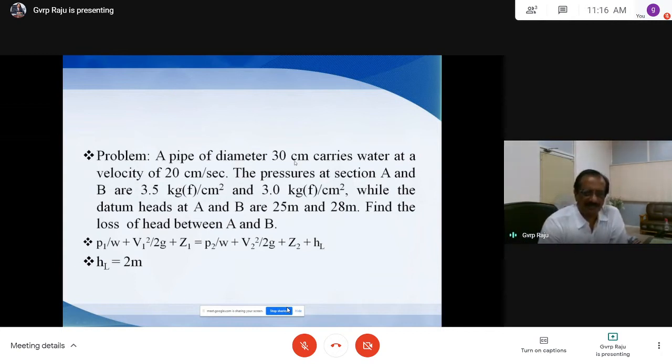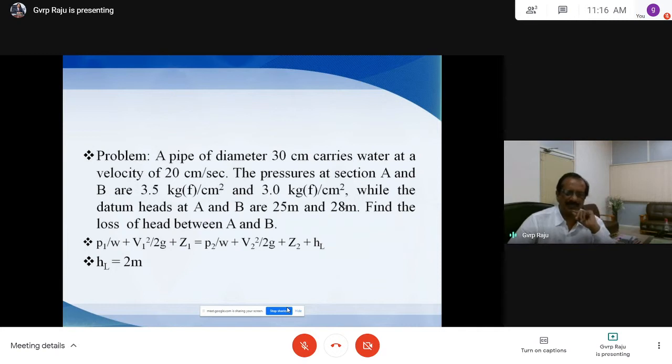A pipe of constant diameter 30 centimeters carries water at a velocity of 20 centimeters per second. We have two locations here, A and B, in the pipeline in which the fluid is flowing. The pressures at sections A and B are 3.5 and 3 kg per centimeter square. The elevations at A and B are given as 25 meters and 28 meters.